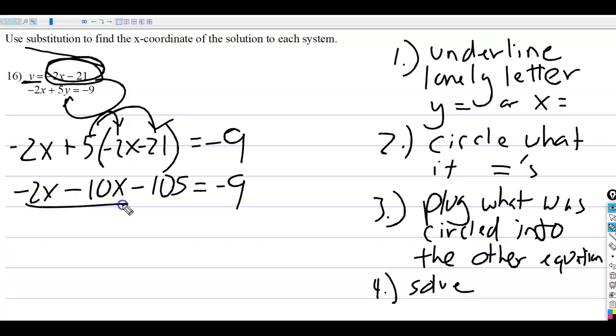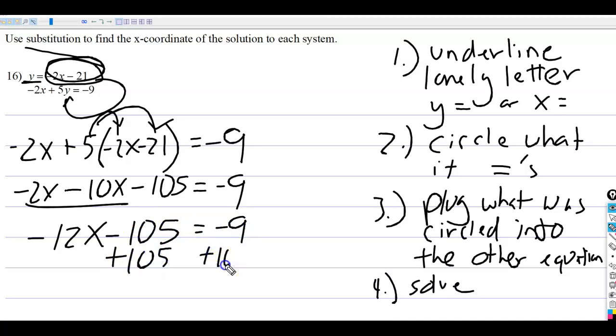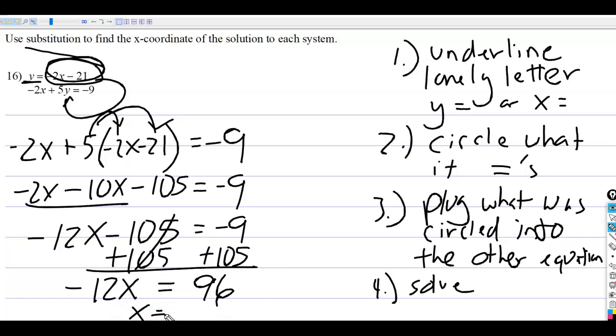Next, I'm going to combine like terms. And from there, two-step equation. Let's see. I'm thinking that would be 96. And then if we divide both sides by negative 12, I believe we're going to end up with negative 8. Now it says just find the x-coordinate, so technically we could stop there.